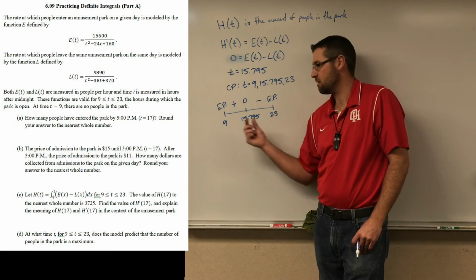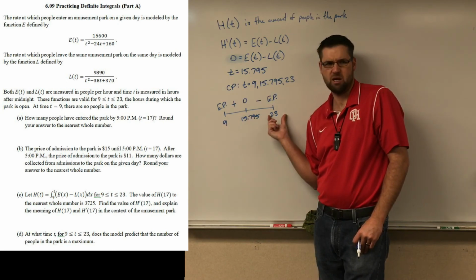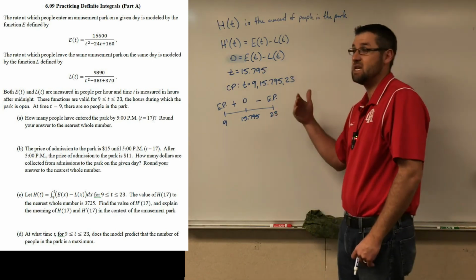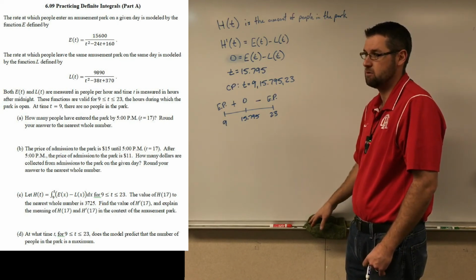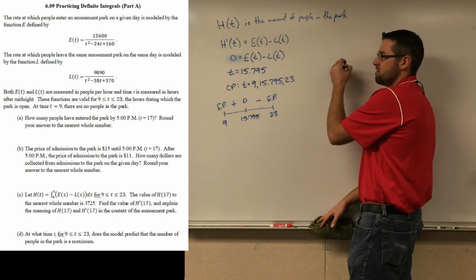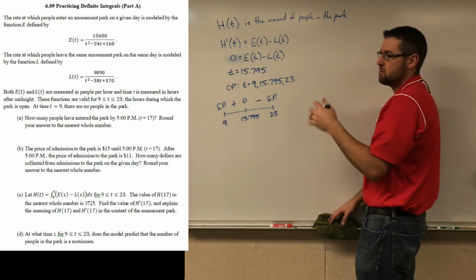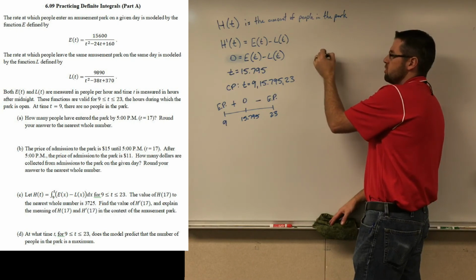That makes sense, because how many people were in the park at t equals 9? 0. How many people should be in the park when it closes? 0. In theory, 0, right? Now, if you want to figure out the exact values, the exact amount of people in the park, what would you have to do? Plug it into the integral of E of t minus L of t, right, which is H of t. So you're going to figure out H.